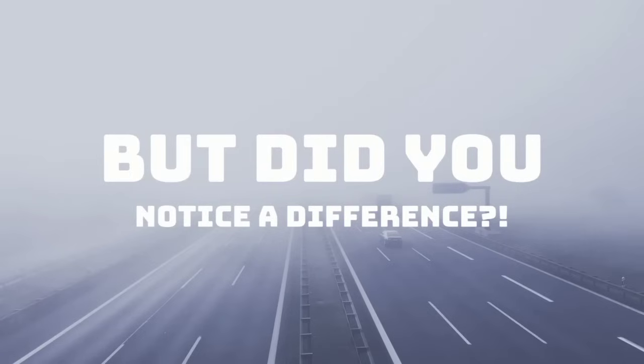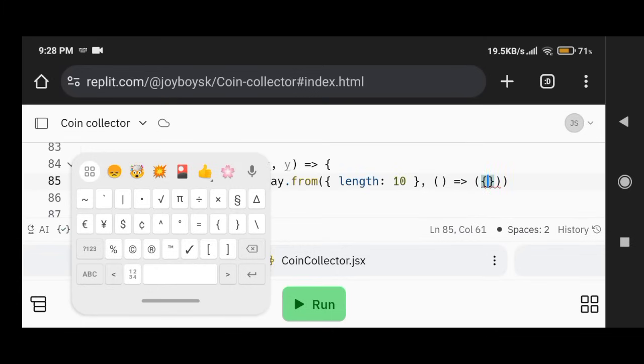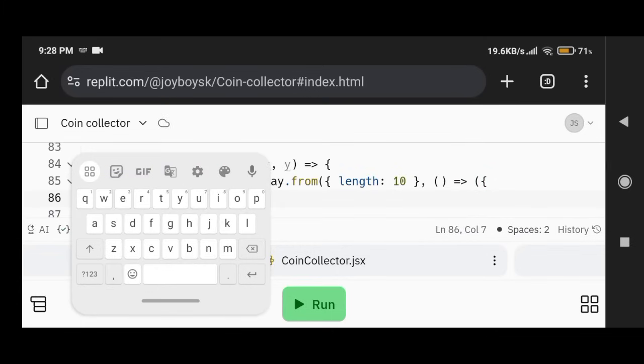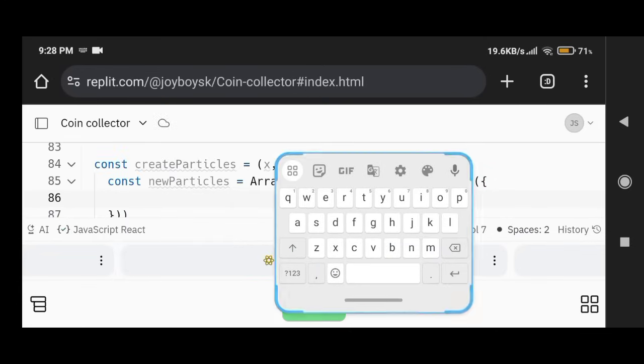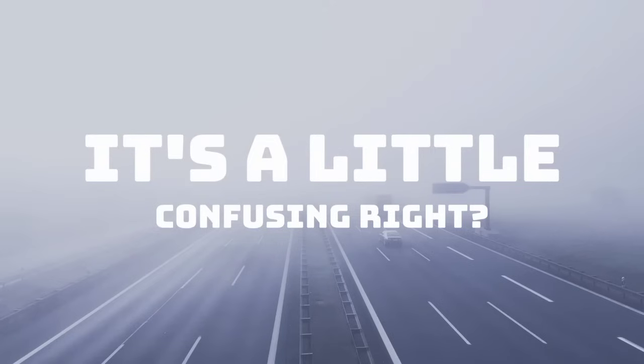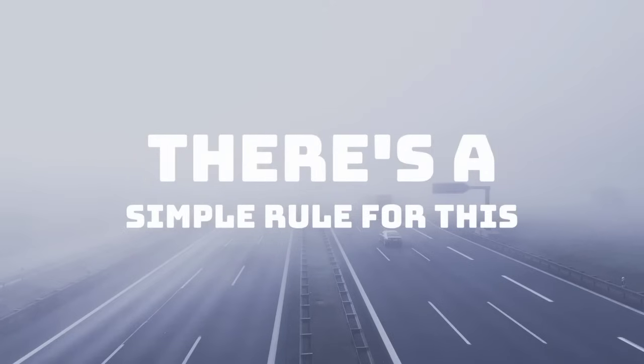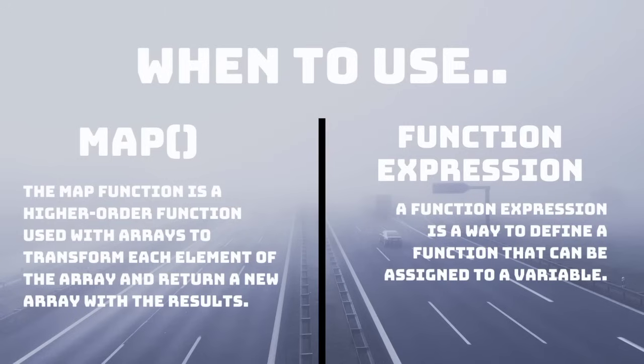But did you notice a difference here? Here, this is slightly different from the function expression. The bracket here tells you that this is a map function. It is a little confusing, right? There's a simple rule to know when to use a function expression, and when to use a map function. Since explaining takes too much time, I will write it down here in simple words.